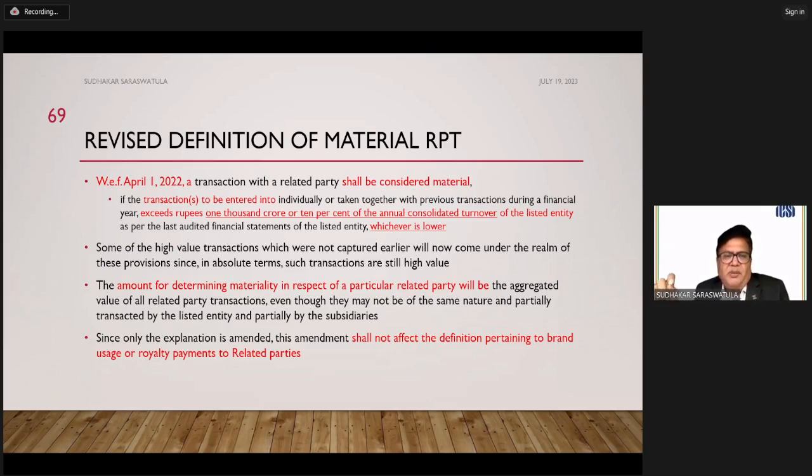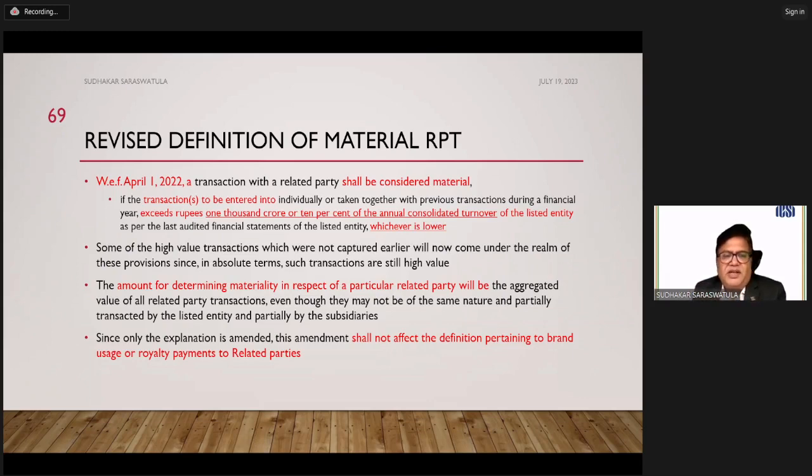The amount for determining materiality in respect of a particular related party will be the aggregated value of all related party transactions, even though they may not be of the same nature, and particularly transacted by the listed entity and partially by the subsidiary. So it is not only by the listed entity it has to be done. When I'm arriving at the material related party transaction, when I'm talking about the figures, I have to take both the transactions with that particular party, whether by myself or by subsidiaries also.